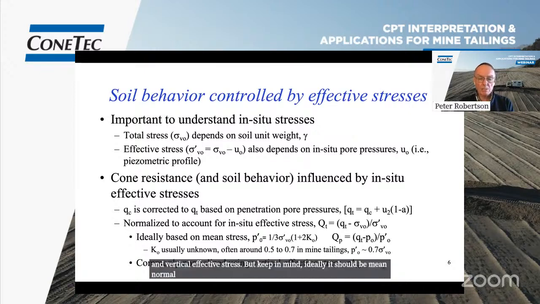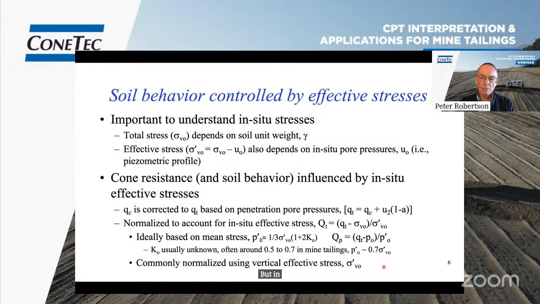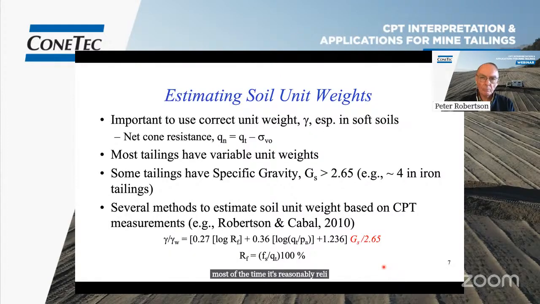And in some cases, it would be better to do it that way. But in general, practice uses vertical effective stress. It's easier to use. And most of the time, it's reasonably reliable. Now, to get that effective stress, you have to estimate the total stress. And to do that, you have to estimate the unit weight. Ideally, you want to go out and measure it.